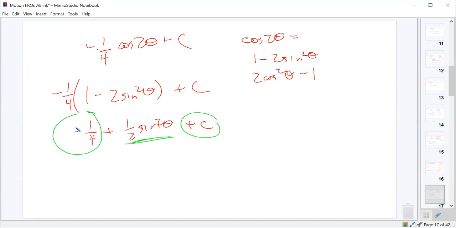We could do the same thing. We would just plug 2 cosine squared theta minus 1 in and then multiply by negative 1/4 and see that that one was also true, differing by a constant. Does that make sense to everyone?